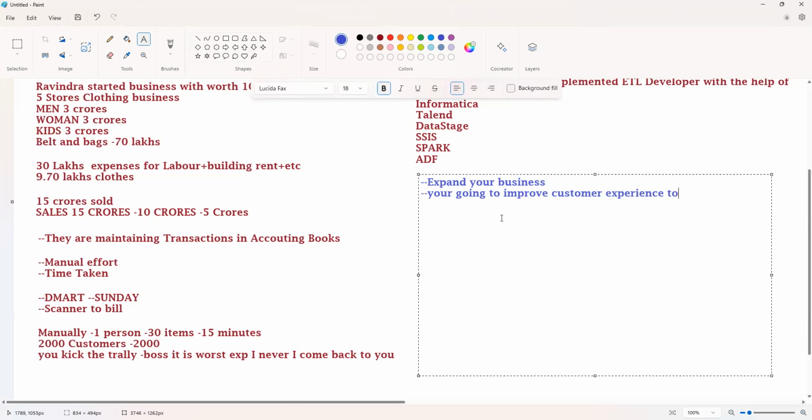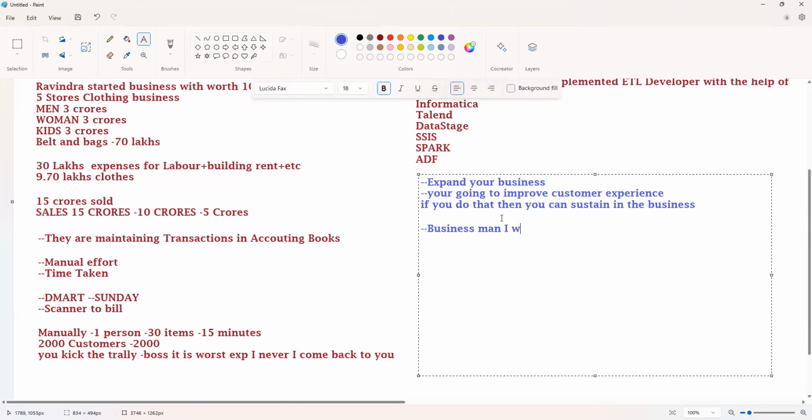If you improve the customer experience, then only can you sustain in the business, and your business will run in the right way.